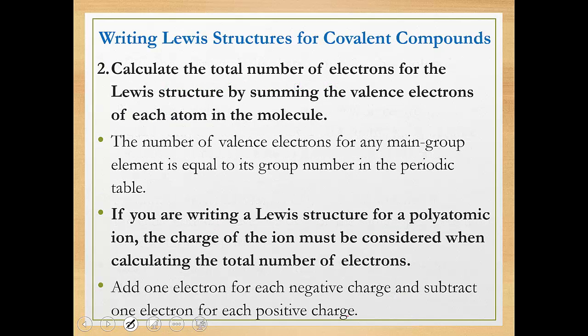All right, so that's number 1. Figure out your skeletal structure. Arrange the symbols of your elements. Step number 2, calculate the total number of valence electrons in that structure.